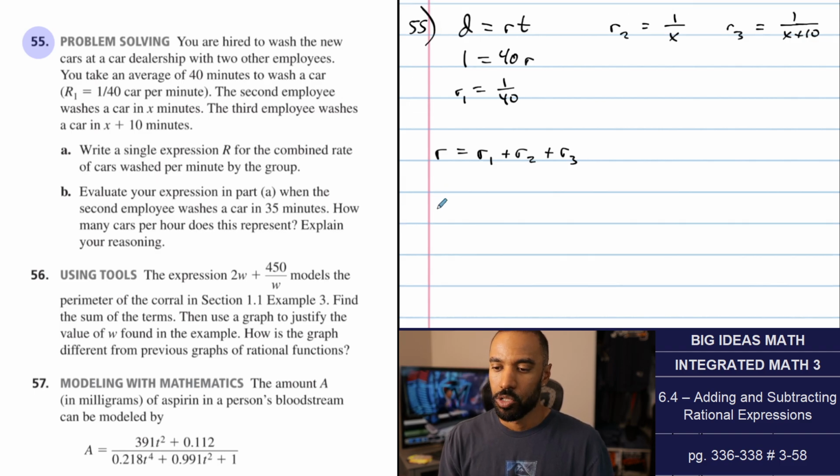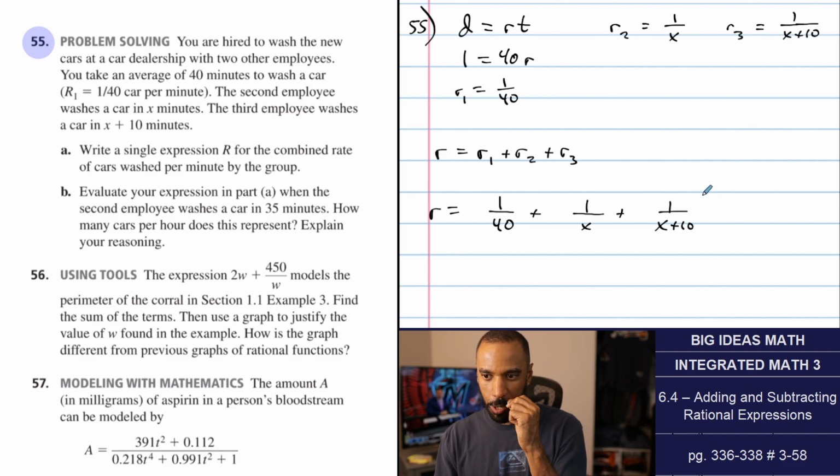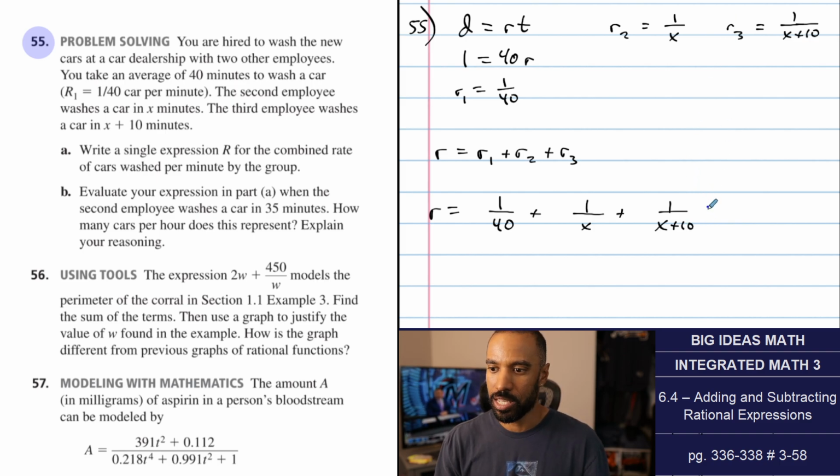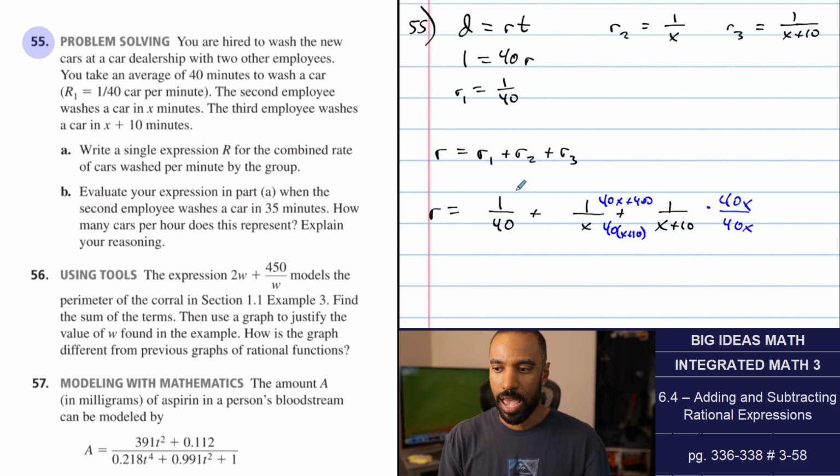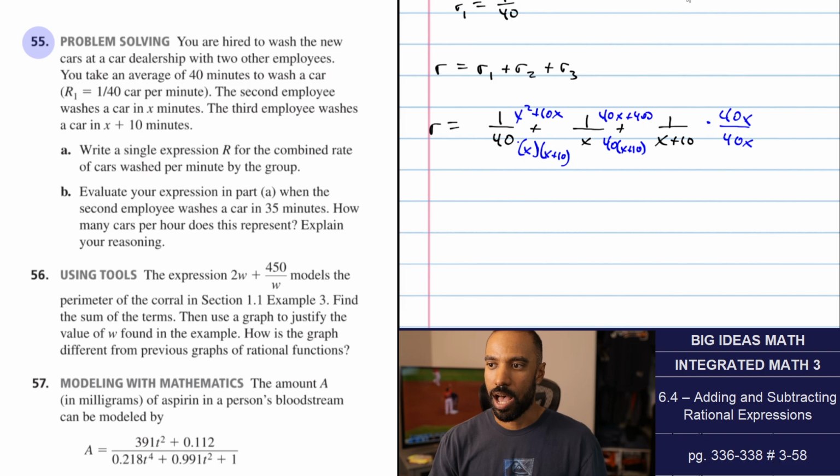This is not time. So your combined rate is 1 over 40 plus 1 over x plus 1 over x plus 10. Now, each of these are missing what the other guy don't got. So this thing needs to get a whole 40x. This needs to get a whole 40 times x plus 10, but I'm going to distribute that on top to get 40x plus 400. And here, this is missing x and x plus 10, but x times x plus 10 is x squared plus 10x.